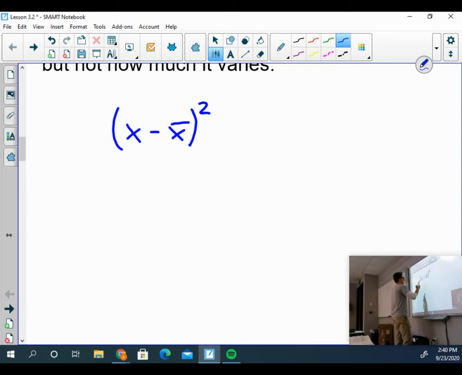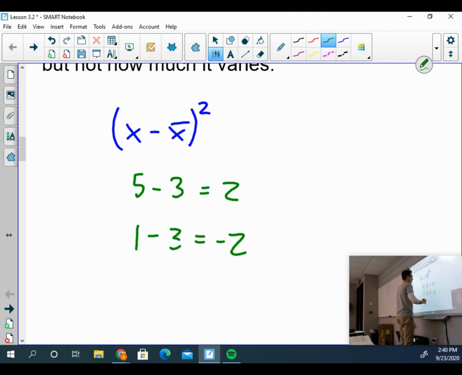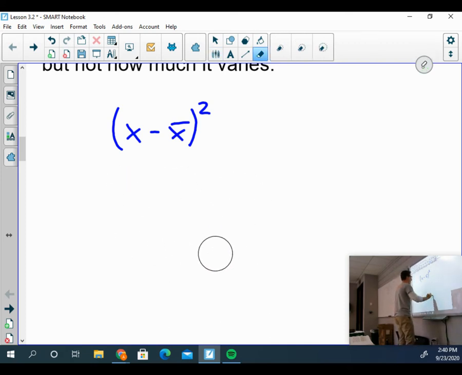If my mean is 3 and one of my data values is 5, I do 5 minus 3, I get 2. But if I do 1 minus 3, I get negative 2 if another one of my data values was 1. Well, they both have the same distance from the mean, so as far as consistency goes, they'd have the same level of consistency, right? One's 2 below, one's 2 above. Well, when you square that subtraction problem, it eliminates the negatives.